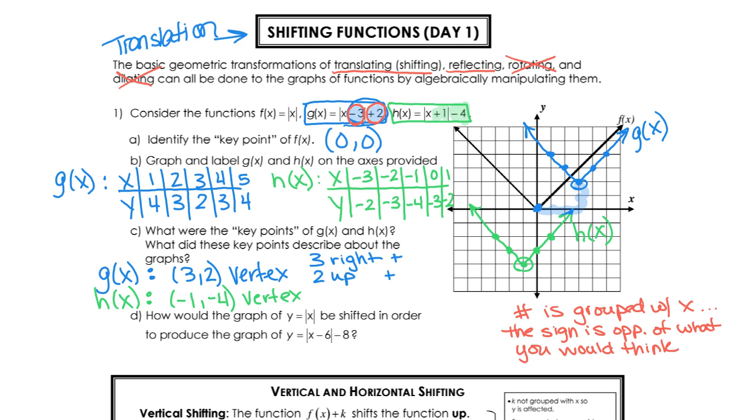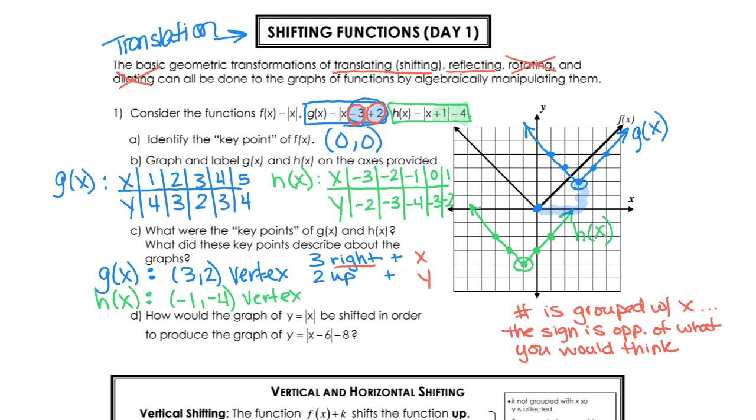Okay, why is the 3 grouped with the x and not the 2? Well, remember that going to the right or to the left is what we call x movement. Okay, up and down is our y movement. So anytime you go to the left or the right, remember that it's the opposite of what you would think. Okay, so let's see if it works with the h of x one.